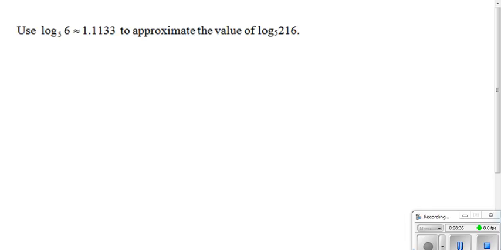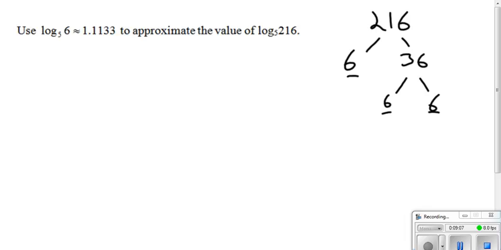And we've got another one here. We're looking at using what we know, the log base 5 of 6 is approximately 1.1133 to approximate the value of log base 5 of 216. Well, again, we don't necessarily need to go all the way down into our prime factorization, but we can break 216 into 6s. So 216 would be 6 times 36, and 36 is 6 times 6. Or we can just say that 216 equals 6 to the third power.